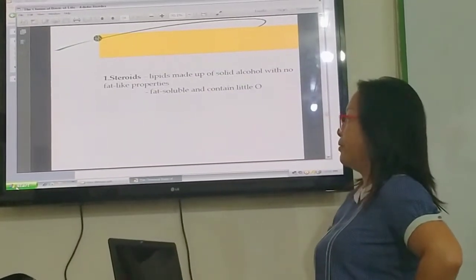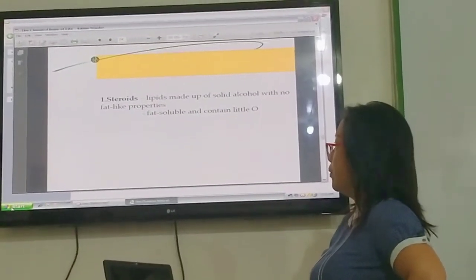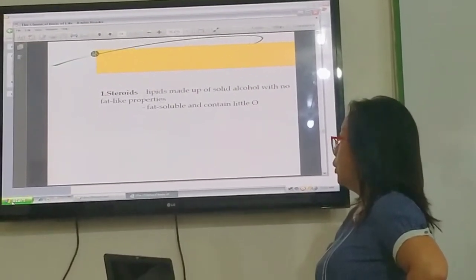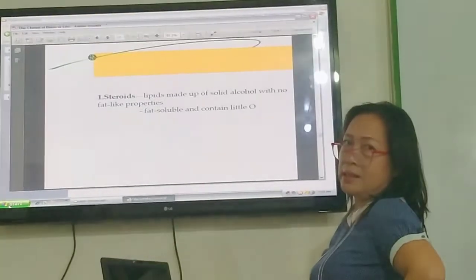Another form, we have steroids. Now steroids are lipids made up of solid alcohol with no fat-like properties.